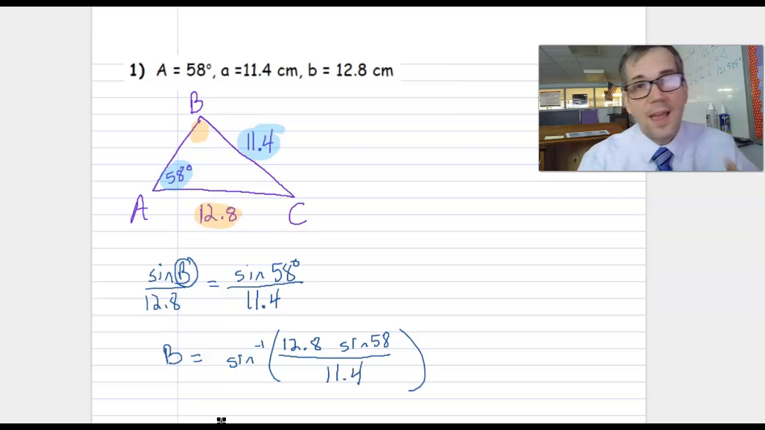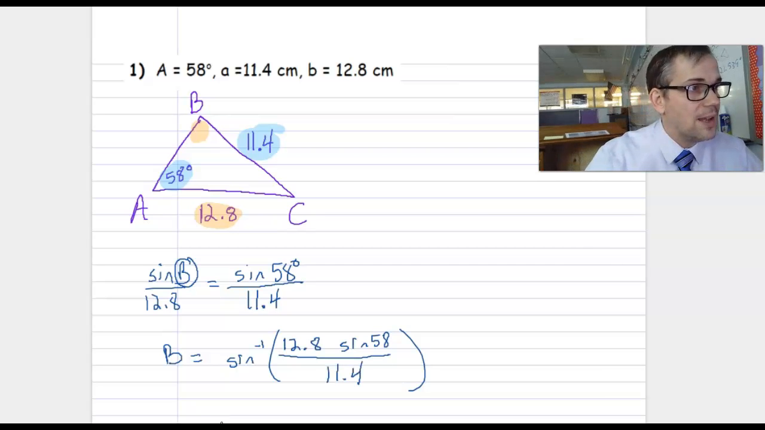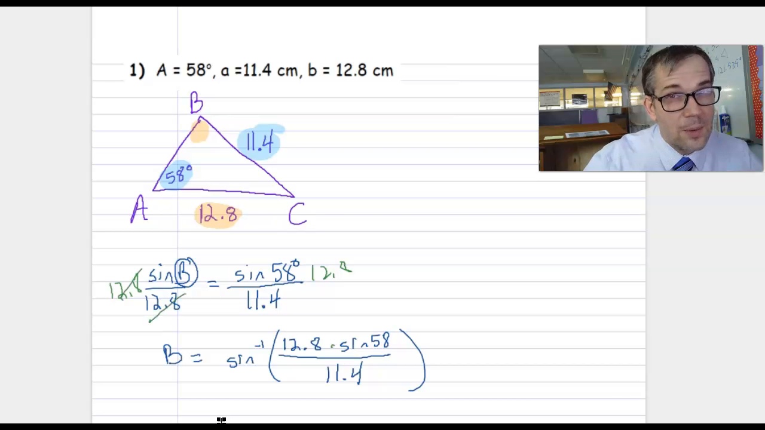And if you're not there yet, that's okay. I would start by multiplying both sides by 12.8. This would cancel. So that's where this expression in here is coming from. And then we'd have to get that sine by itself. So whatever this number is, we take the arc sine of that.